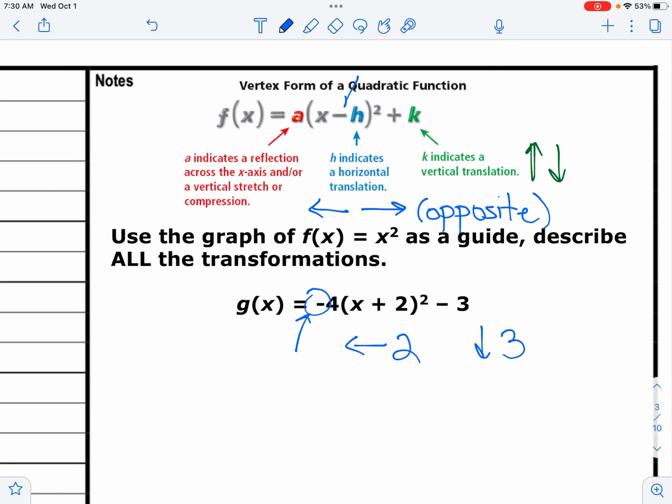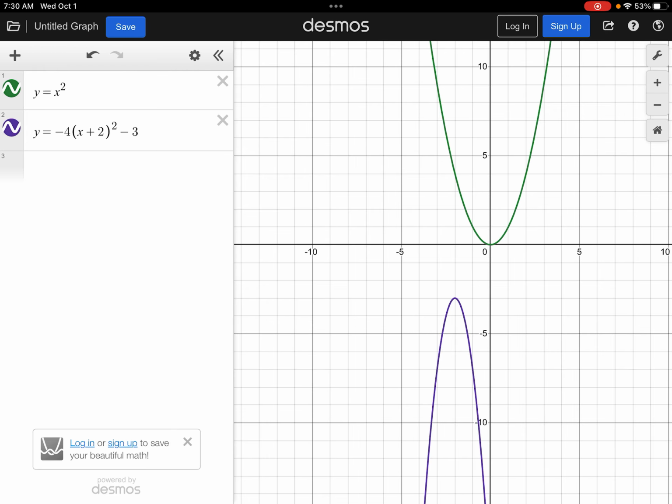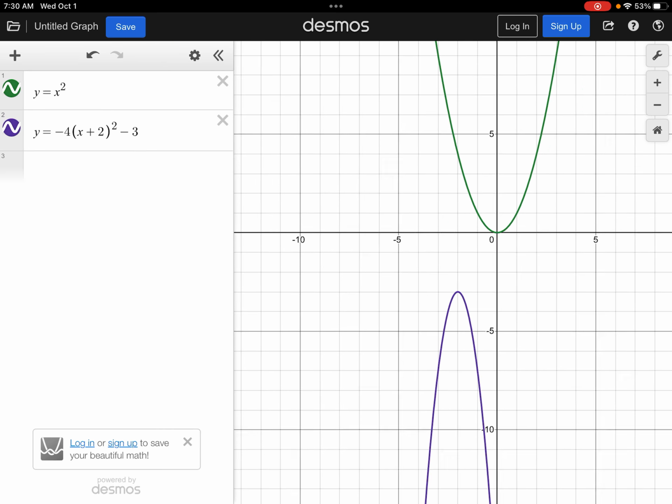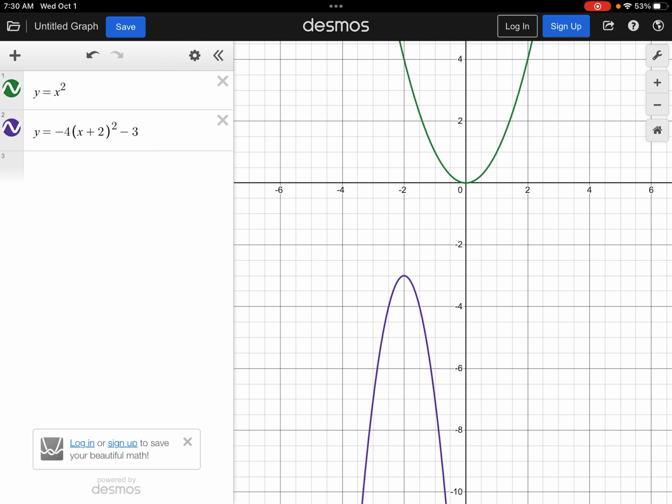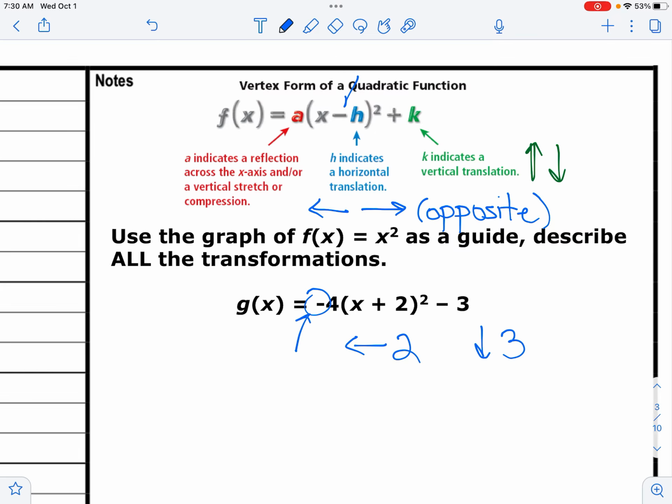If we were to graph this, it would look like this. I did this already. So here in green is our parent function, y equals x squared. And then in purple, you can see the graph has been moved to the left 2 units and then down 3 units. And then also it's been flipped upside down, and it's also a little bit skinnier. But notice it has been slid left and then down. So we call those translations. So that's how that works for quadratic functions.